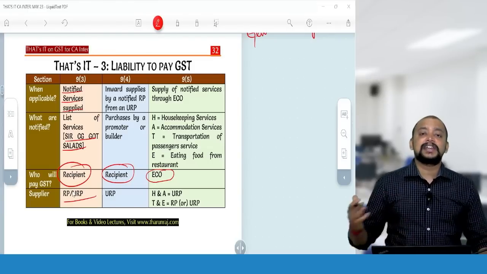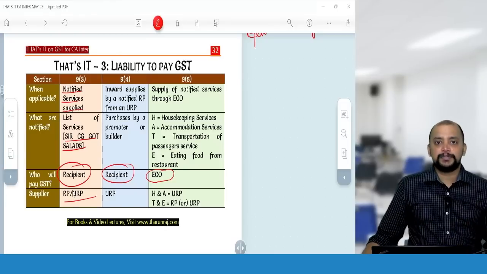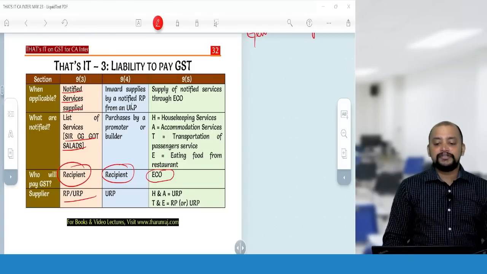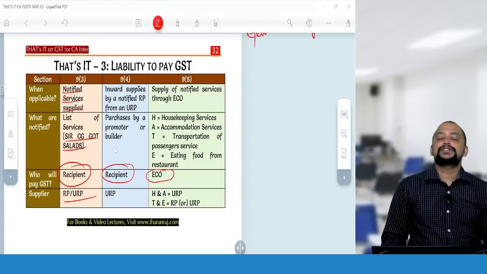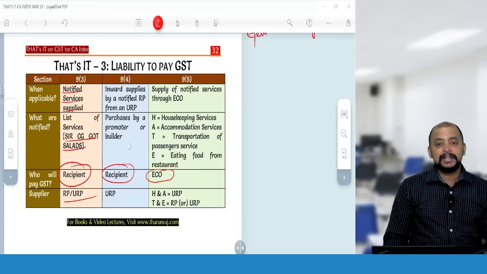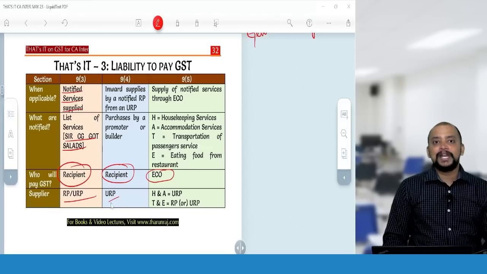Whereas in case of 9(4), whenever we are making inward supply from an unregistered person, there is a registered person who is purchasing from an unregistered person. So then 9(4) will be applicable. Right now only one transaction is notified, that is inward supplies of a promoter or builder from an unregistered person, and who will pay GST? That recipient will pay GST and the supplier should be unregistered.